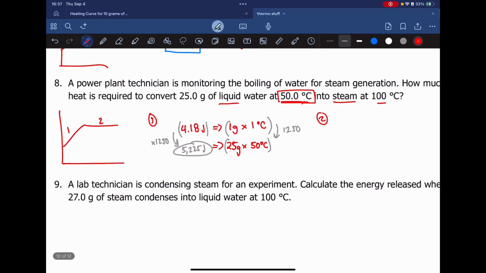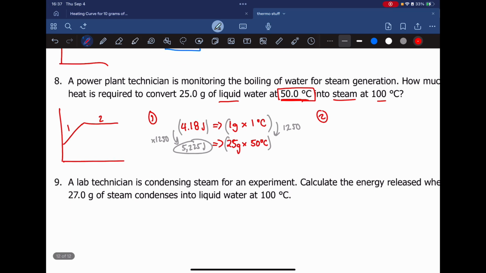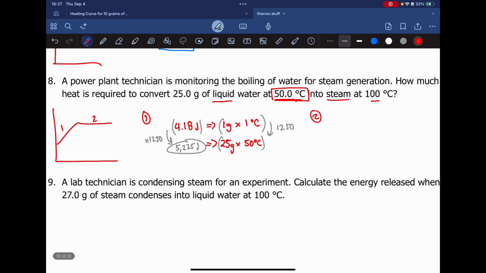Okay, step 2. We are now boiling. I know I'm boiling because I am at a temperature plateau, which I've already decided is happening. So I'm going to use the heat of vaporization, which is 2257 joules, to turn 1 gram of water into steam, to boil 1 gram of water. I don't have 1 gram of water, I have 25. So this is a scale factor of 25.